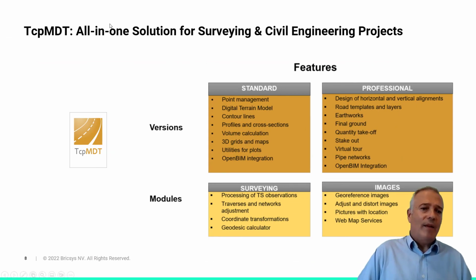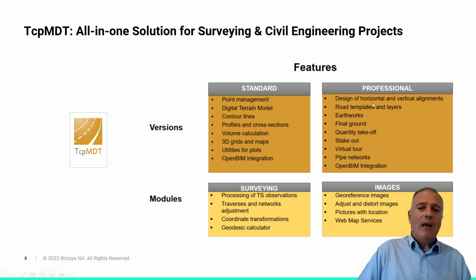Now, an introduction to our software, which we'll see later in the demonstration. TcpMDT installs on BricsCAD and BricsCAD Pro, and is an all-in-one solution for surveying and civil engineering projects. You can choose between two versions. With the standard version, you can manage topographic survey points. You can build a detailed terrain model, generate contour lines, get profiles and cross sections, perform volume calculations, maps, utilities for plots, export to IFC, etc.